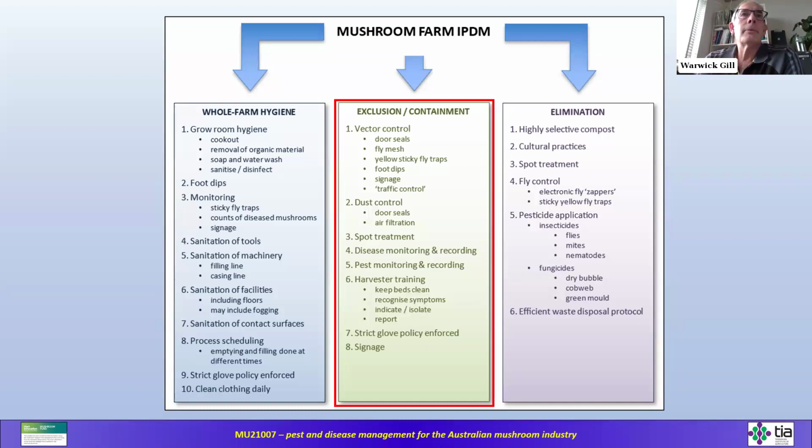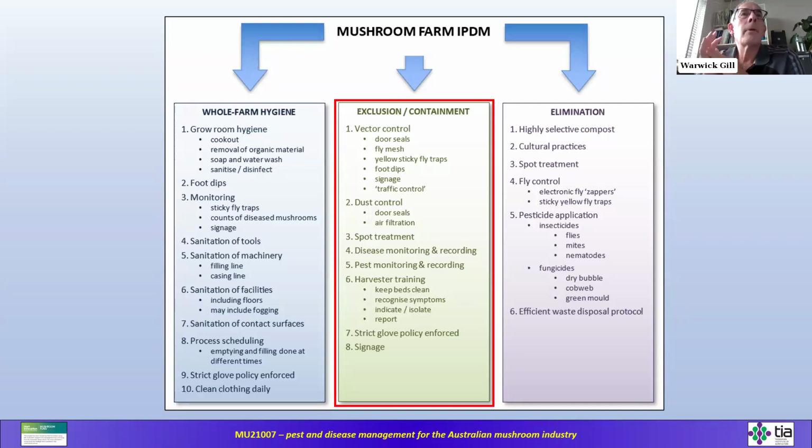Dust control. We don't want dust containing all our particles, all our spores and fungal cells to hit the bed. So we're making sure our door seals are tight and they are in good condition, and also check that the door is hanging correctly. A new door seal doesn't do much if the door is not hanging properly. And make sure your air is filtered.